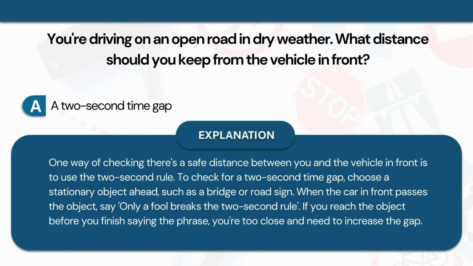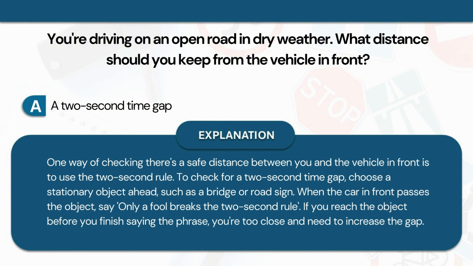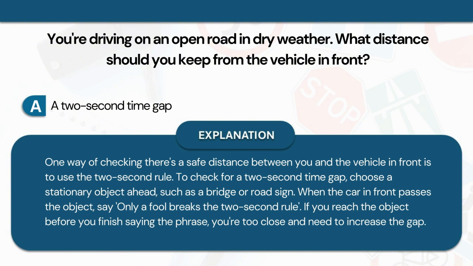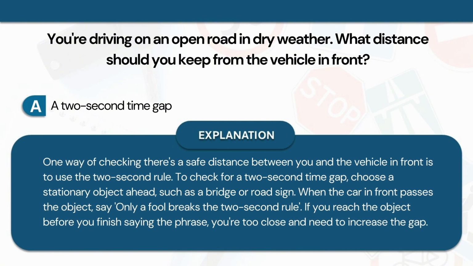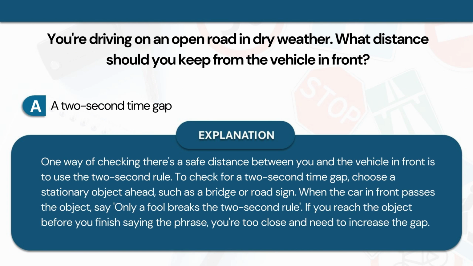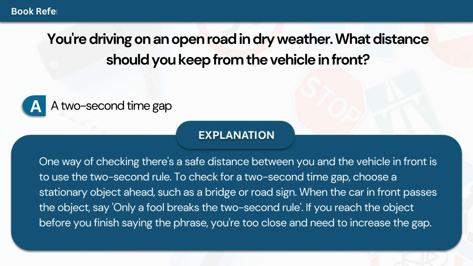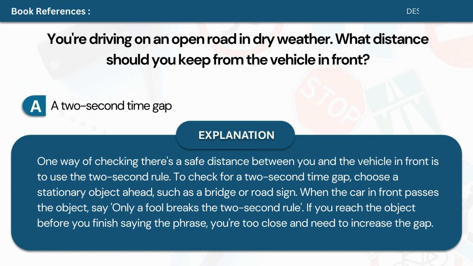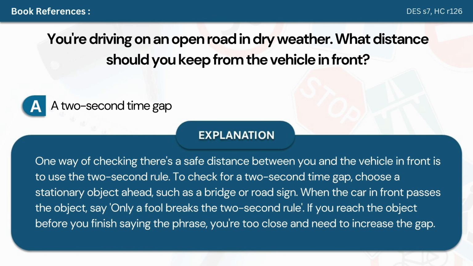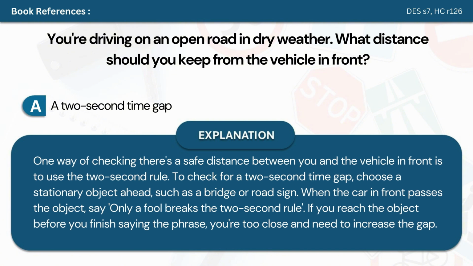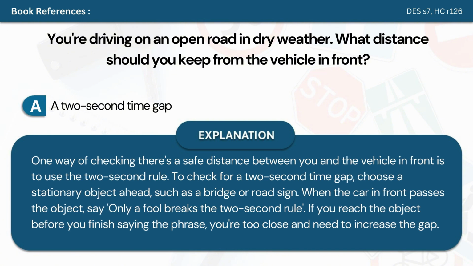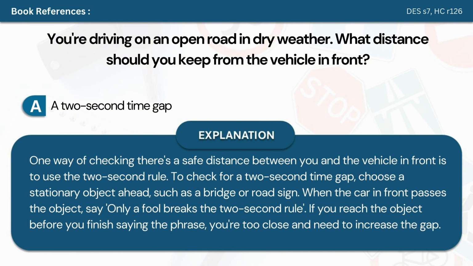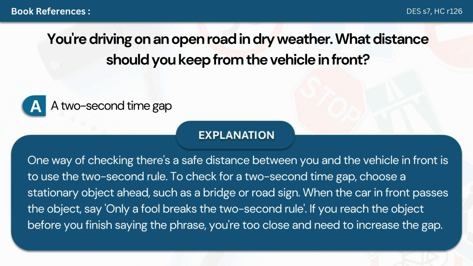One way of checking there's a safe distance between you and the vehicle in front is to use the 2-second rule. To check for a 2-second time gap, choose a stationary object ahead, such as a bridge or road sign. When the car in front passes the object, say, "Only a fool breaks the 2-second rule." If you reach the object before you finish saying the phrase, you're too close and need to increase the gap.